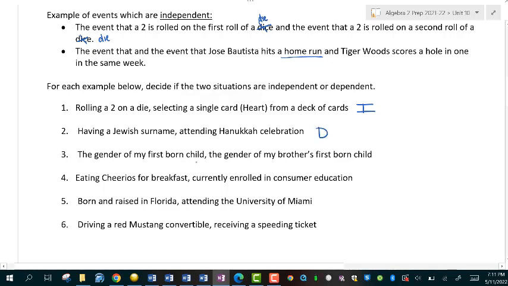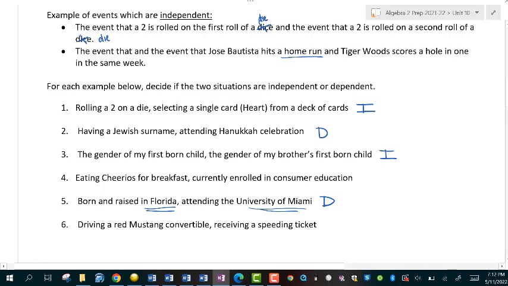The gender of my firstborn child and the gender of my brother's firstborn child. Genders are actually completely independent no matter what, even if you're referring to the same person. So these would be independent events. And then we'll do maybe one more. Let's skip to, how about 5? Born and raised in Florida, attending the University of Miami. If you are born and raised in Florida, and the University of Miami is also in Florida, there is a higher probability that you might attend the University of Miami compared to someone in Illinois. So these are dependent events.